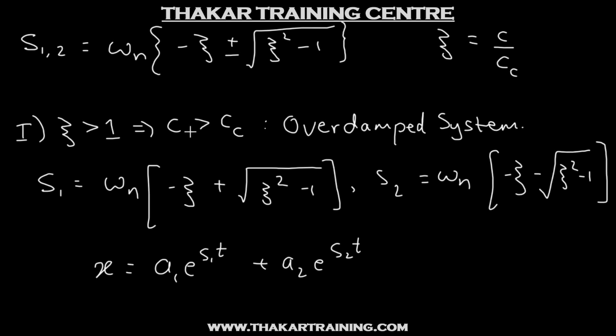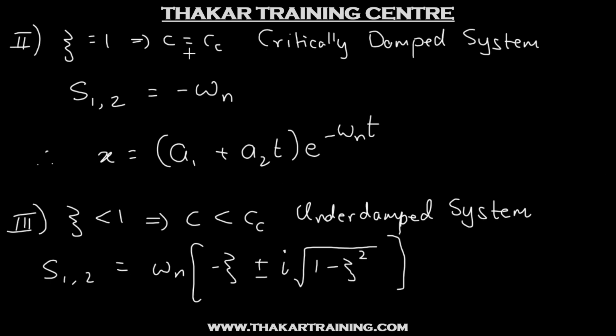So if zeta is more than 1, we call it an overdamped system, and it has a solution like this, where S1 and S2 are given in this manner. When zeta is equal to 1, it is called a critically damped system. The solution is like this. The most important case when we are studying vibrations is to study when the oscillations are actually happening. The first two cases are non-oscillating systems. Alright.